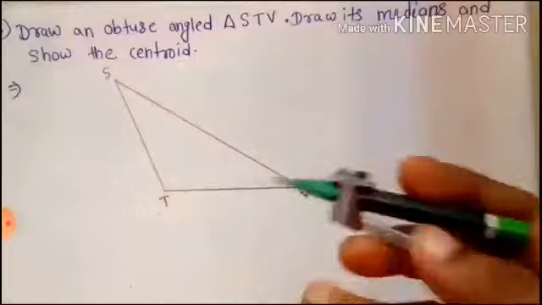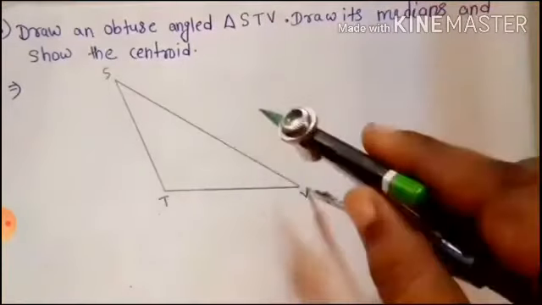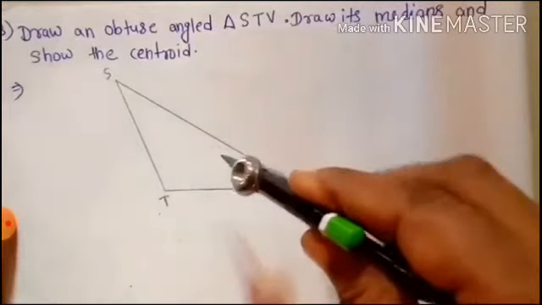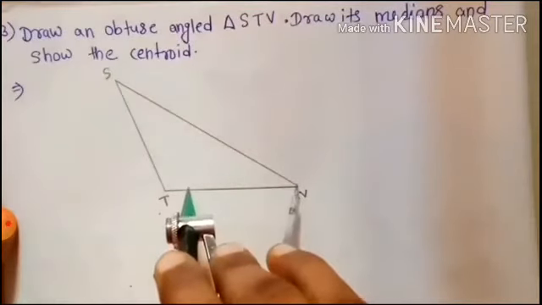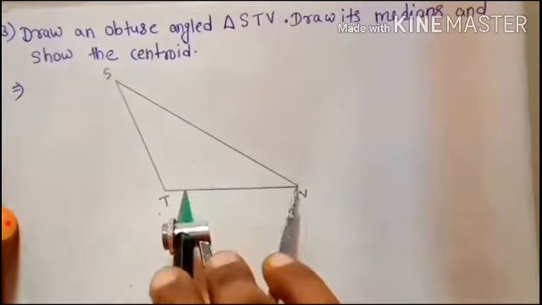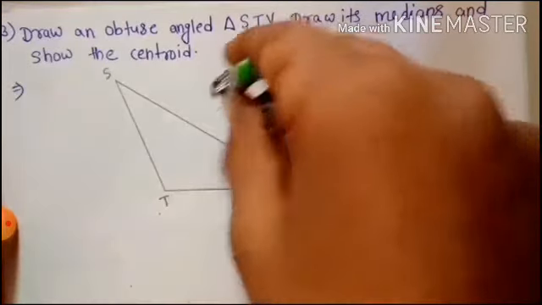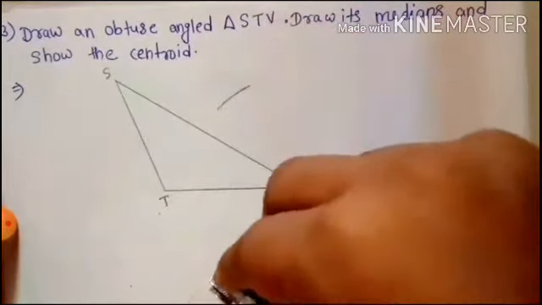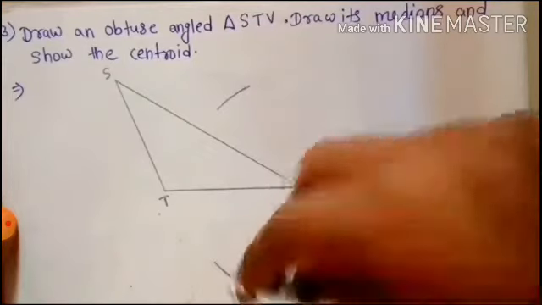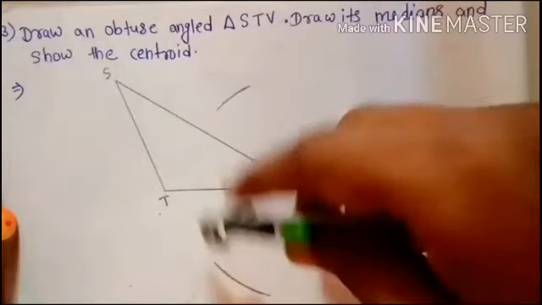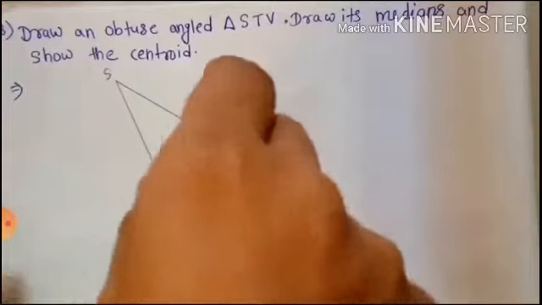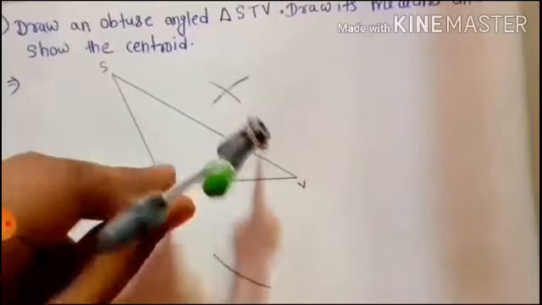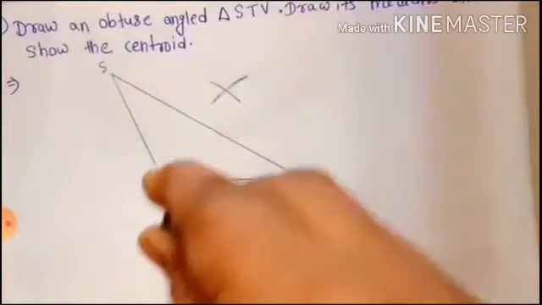I will start with base TV. I will take more than half of TV, put the compass on V and draw an upper arc and a lower arc. Now you will get two points, one in the upper and one in the lower. Draw these two arcs with the help of a scale.